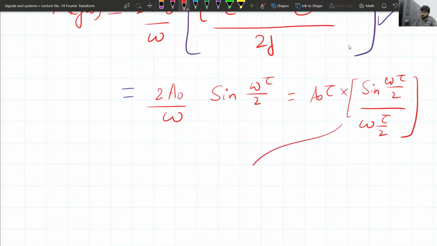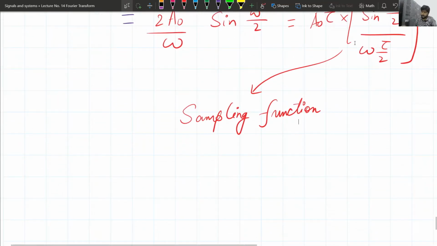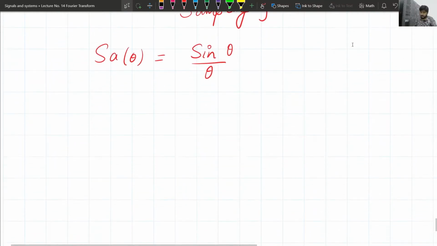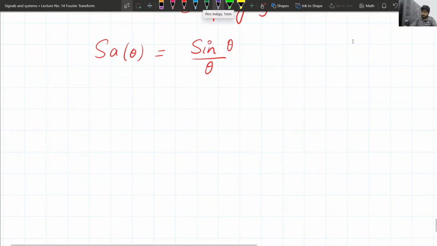So this is some special kind of function which is known as the sampling function. Sampling function is defined as, in terms of theta, Sa(theta), if theta is in radians, given as sine theta upon theta. This is known as the sampling function. Then here we see theta is equal to omega tau by 2, which graphically we can represent.